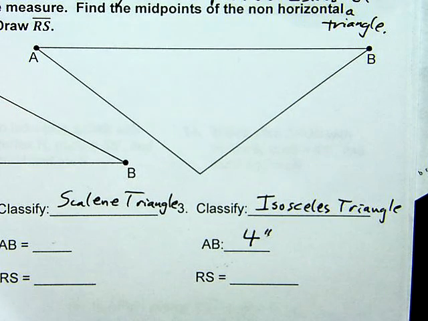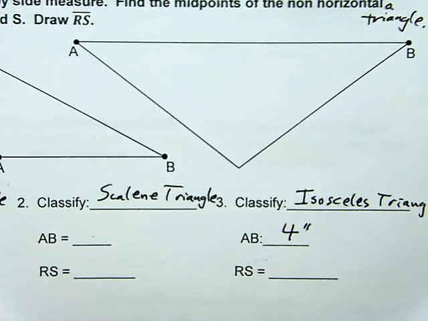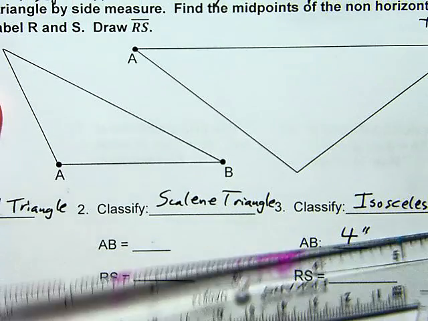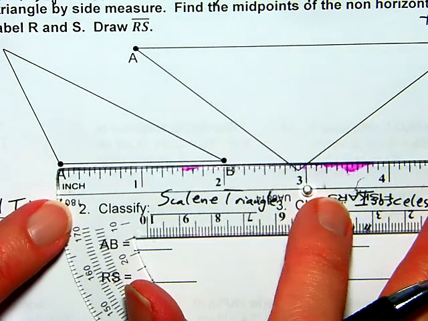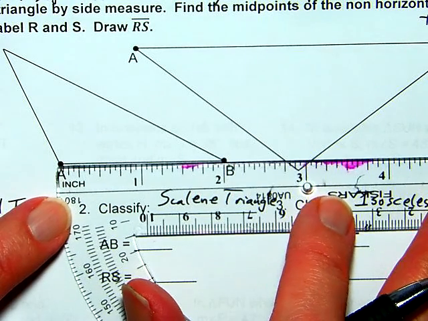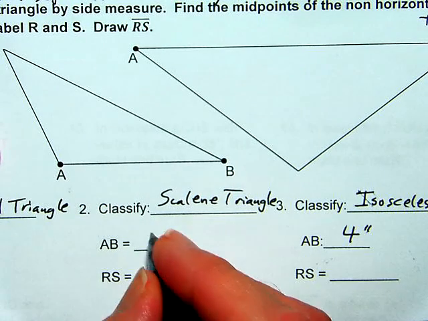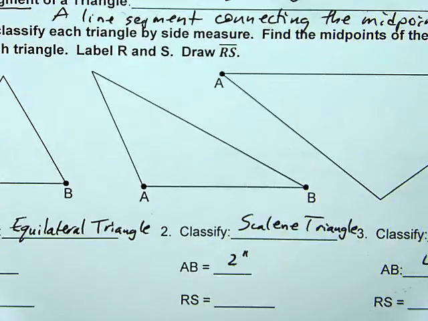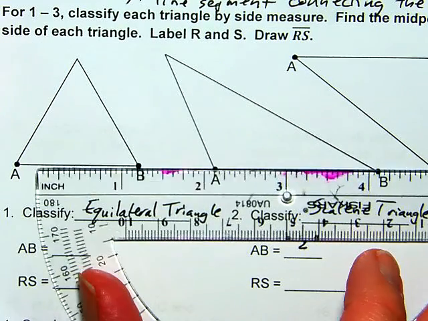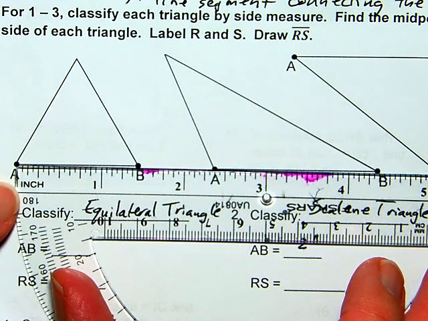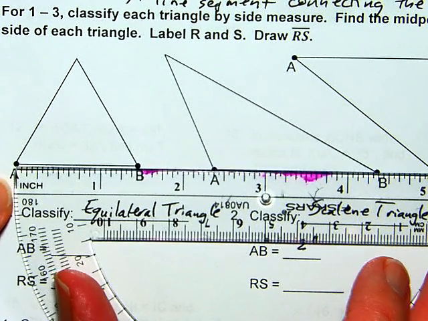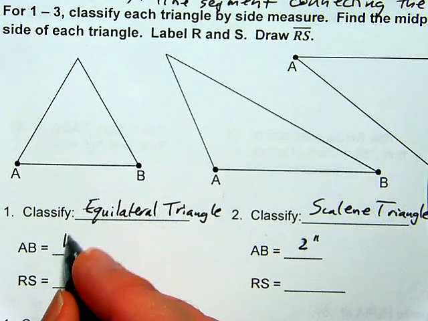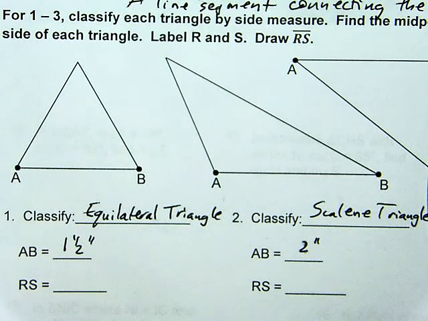And let's go back and make sure we fill in the measure of AB on all these triangles because we were sort of supposed to do that. So on this triangle here, we had 2 inches. And on this triangle, which was our equilateral triangle, we had 1.5 inches. Okay, good. Very good.